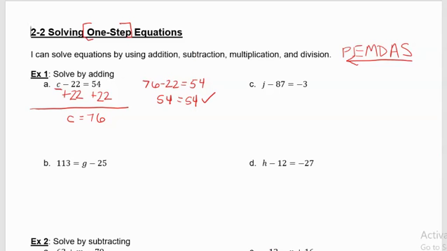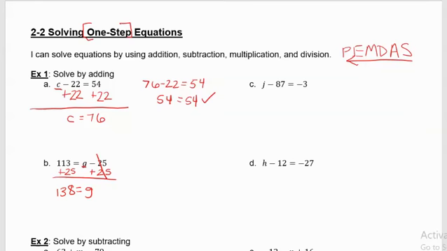Okay, for B, I have 113 equals G minus 25. I want G by itself on the right-hand side, so I'm going to have to get rid of this minus 25 by adding it to both sides. What I do to one side, I have to do to the other side. And that cancels out the 25s, and I get G equals 113 plus 25, which is 138.